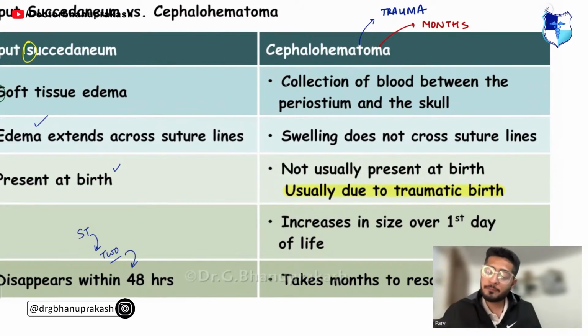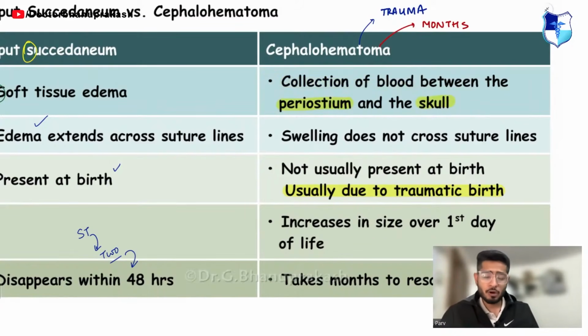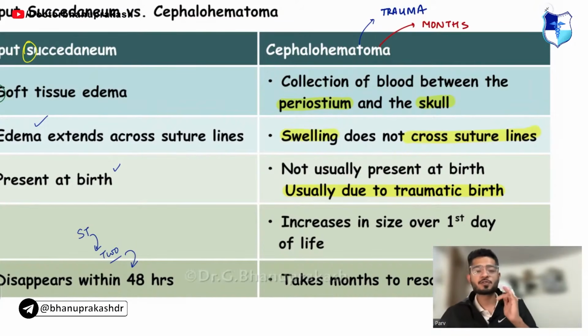So collection of blood, please understand, it is the collection of blood between the periosteum and the skull. I've seen one of the FMGE papers, they have asked which is incorrect regarding cephalohematoma. So all these were the choices. This is how I am going to give you. Remember, collection of blood between periosteum and the skull. The swelling is not going to cross the suture line. Of course, it is not succedaneum. Succedaneum is something which is going to cross the suture line. So swelling does not cross the suture line.